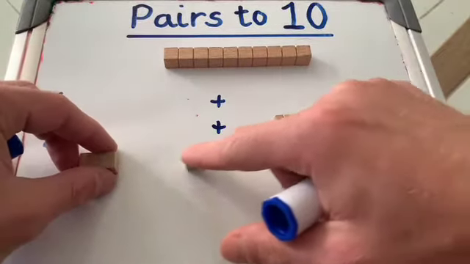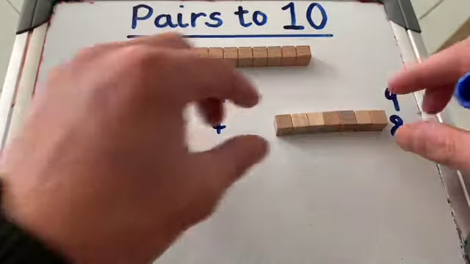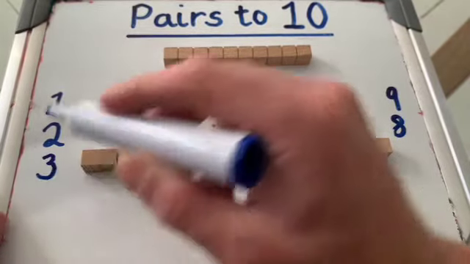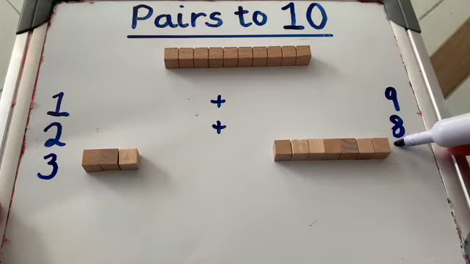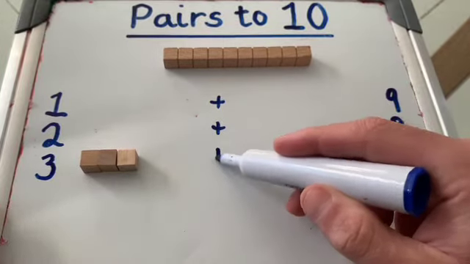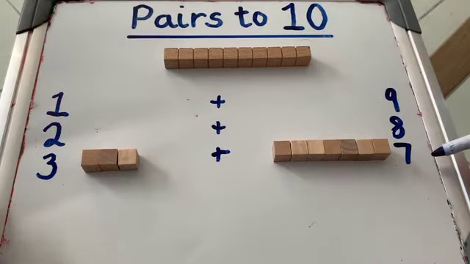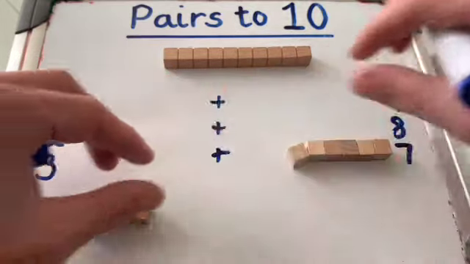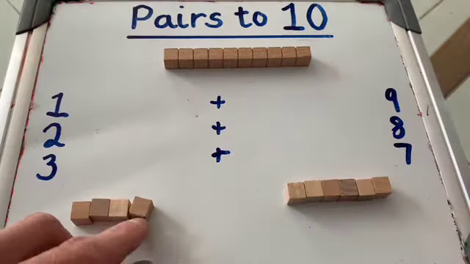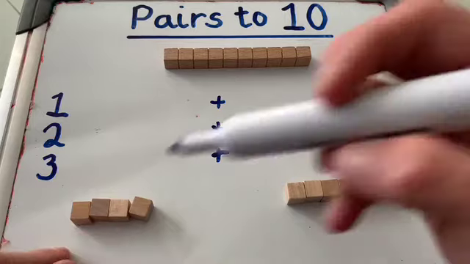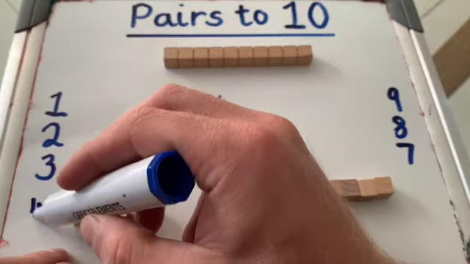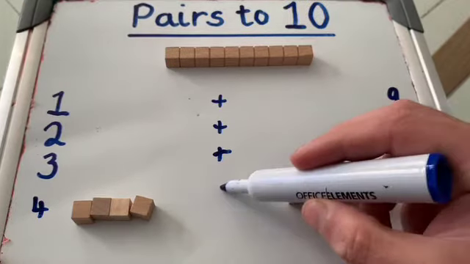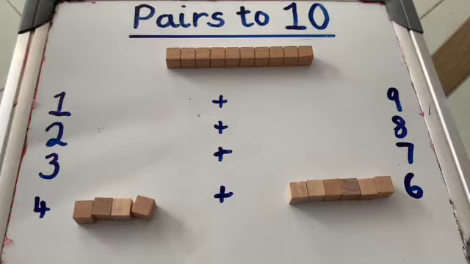We're going to go again until we make all the pairs to 10. So now I've got 3, and 1 less than 8 is 7. So 3 and 7 make 10. Then we have, now on this side, we have 4. And over on this side, 1 less than 7 is 6. So 4 and 6 make 10.